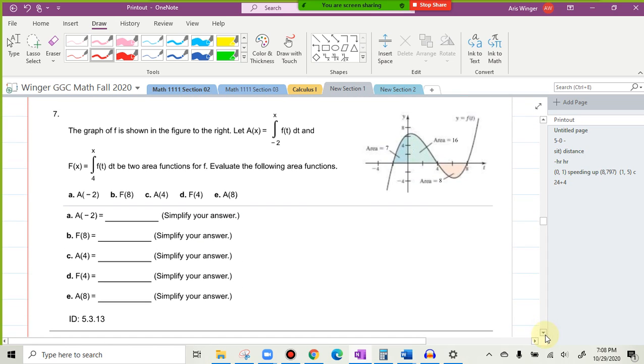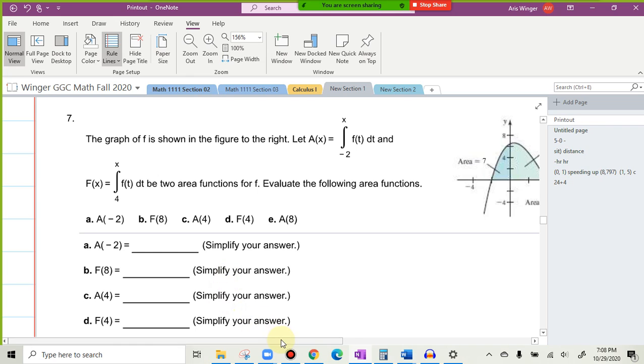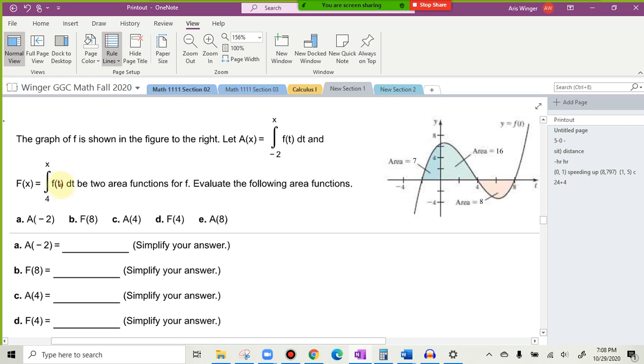The graph of f is shown in the figure to the right. Let A of x be the integral from -2 to x of f of t dt. Let's see if we can zoom in on this a little bit. Capital F of x is the integral from 4 to x of f of t dt, and these are two area functions. So let's just be clear.